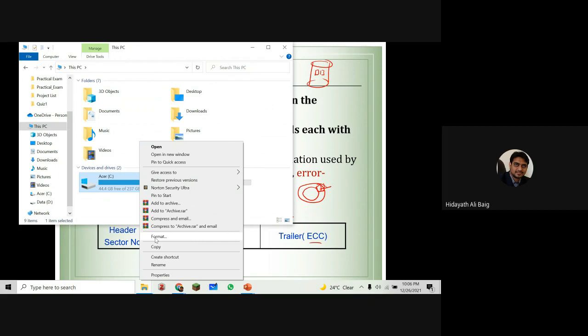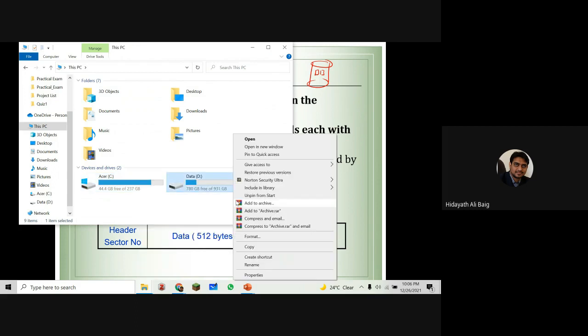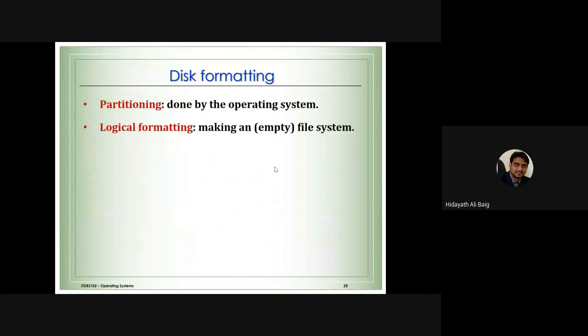So what it basically performs, you can see even on the D drive, when I click on formatting, it's actually going to erase my data. It's not a factory level formatting, but it is going to erase my data and make the blocks empty again, and make the hard disk ready for me to store information with the appropriate file system according to the operating system. So this formatting which we are seeing here is called logical formatting. So what is that? Making an empty file system.